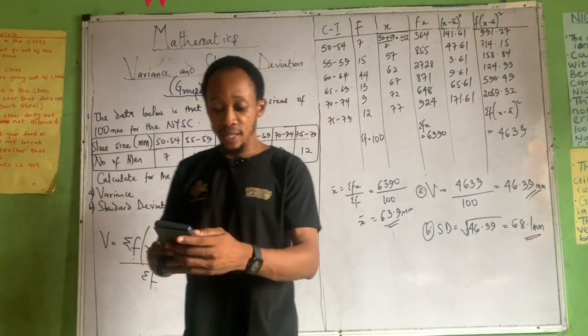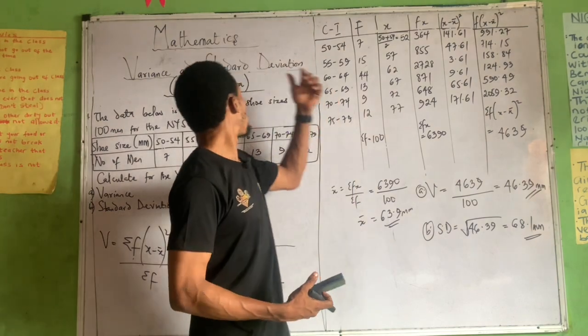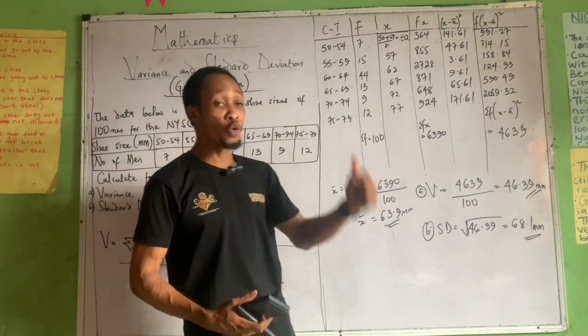All right, so that is the end of variance and standard deviation of grouped data.